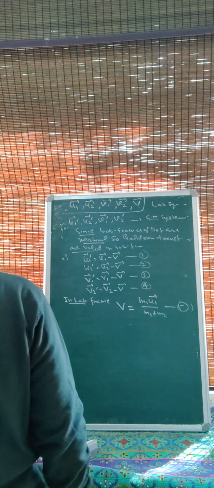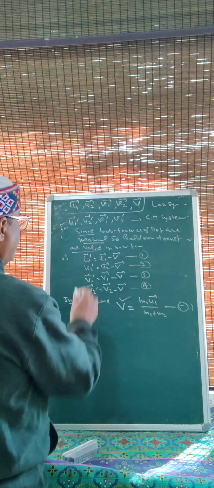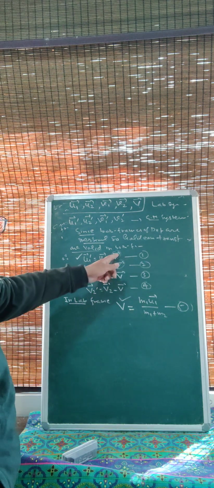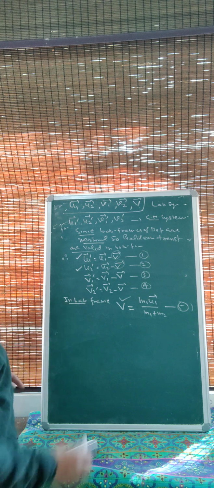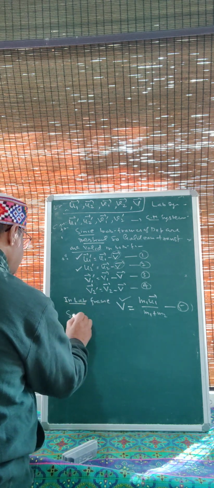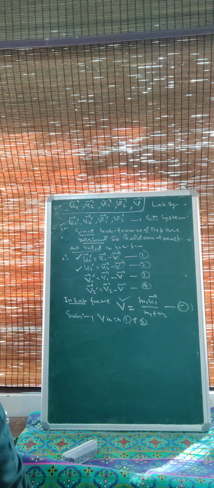So therefore, this value of v that you have here, put it in equation number 1 and equation number 2. We have written this is v, this is v. So you can write, substituting v in equation number 1 and 2. You can substitute this here in 1 and 2.